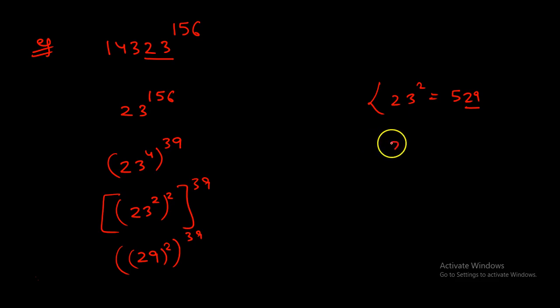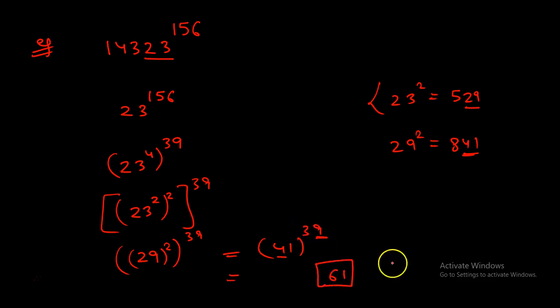So 29 square is 841, so it ends in 41, so we can write this one as 41 raised to the power 39. Now it is ending in 1, so 1 will be here, and 4 times 9, that is 36, so unit digit for 36 is 6, so 6 will be over here. So final answer is 61 is the last two digit of the number.